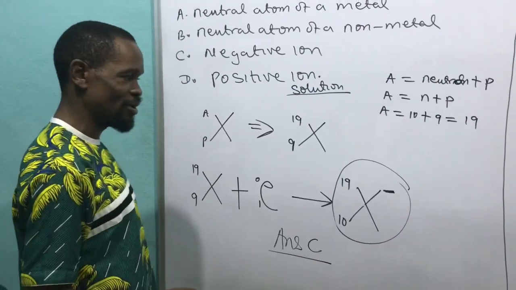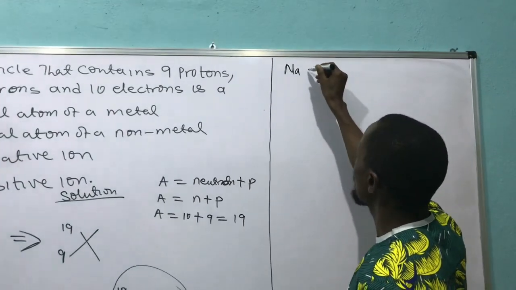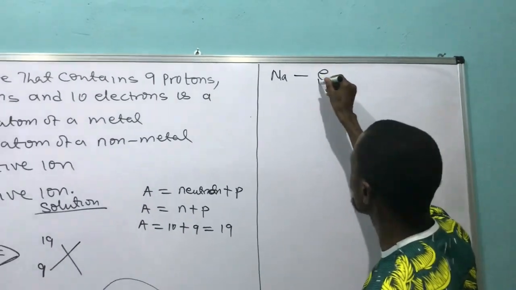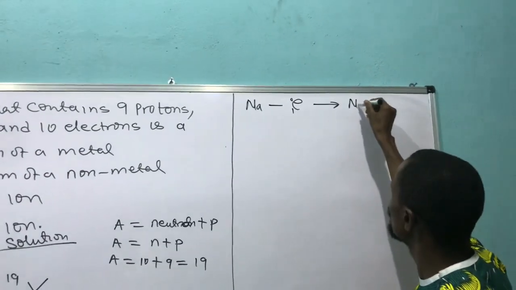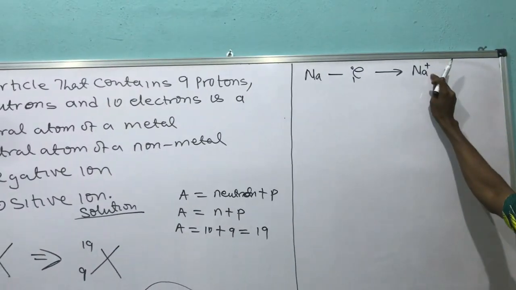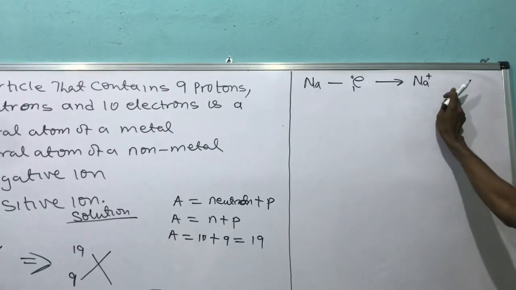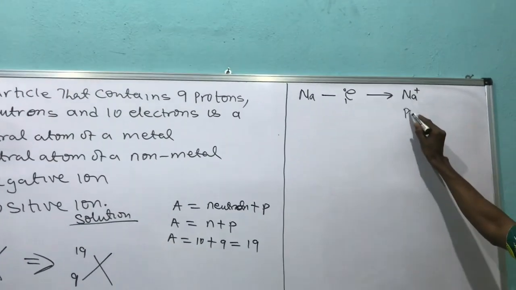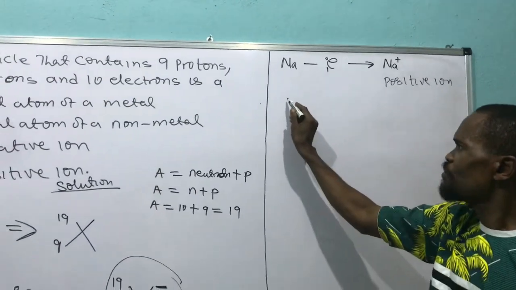Then if I have sodium here, for example, and the sodium loses an electron, which is 1 electron, this sodium will give me Na plus. As it has lost an electron, it's going to have protons in excess. Since it has lost an electron, the protons will be in excess. And what is a proton? Positive. And this is what we call a positive ion.